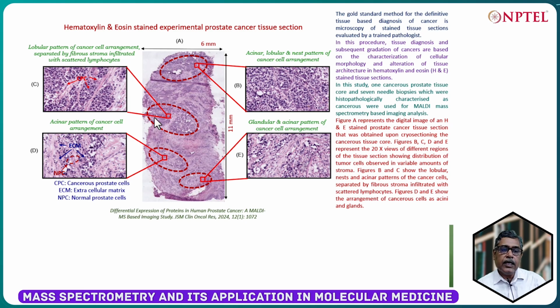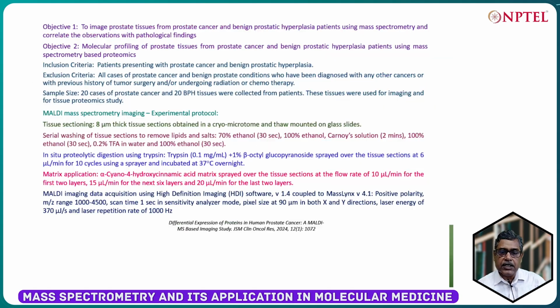Now D and E show arrangement of cancer cells in acini and glands, like D here. So these are basically cancer cells, and E, these are again cancer cells. This picture is taken from this paper, so you can look through it if you are interested to learn in detail.